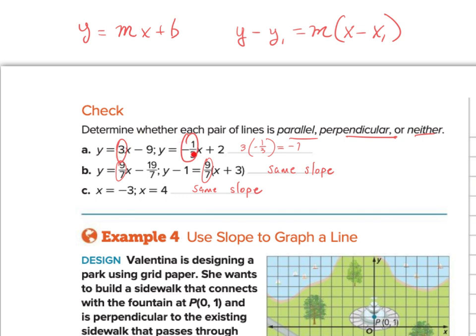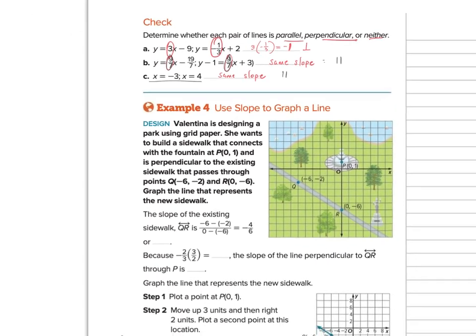Looking at those real quick, I can see that this slope is 3, this slope is negative 1/3. They're not the same slope, so they're not parallel, but if I multiply them together, I have -1, so that would mean they are perpendicular. In the next one, I have 9/7 over 9/7. It's the same fraction, therefore those two lines are parallel. And then here I have what would appear to be two vertical lines. They have the same slope, so those two are perpendicular. So there you go. Being able to apply that.